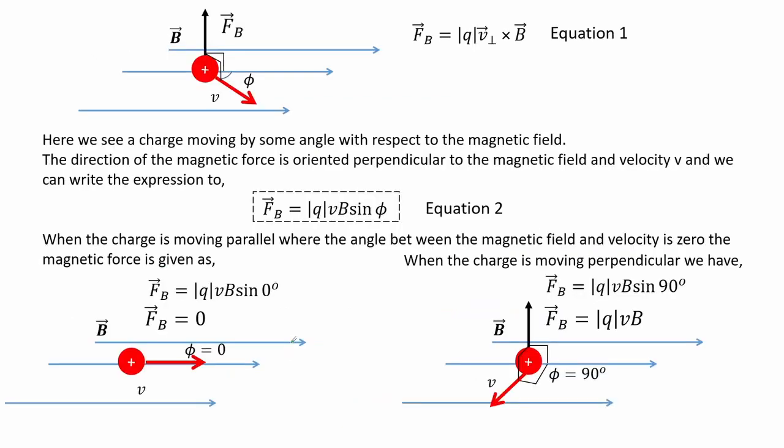Here we see a charge moving by some angle phi with respect to the magnetic field. The direction of the magnetic force is oriented perpendicular to the magnetic field and velocity v, and we can write the expression 2. When the charge is moving parallel, where the angle between the magnetic field and velocity is 0, the magnetic force is 0. And when it is 90 degrees with respect to the magnetic field, then the magnetic force is maximum.